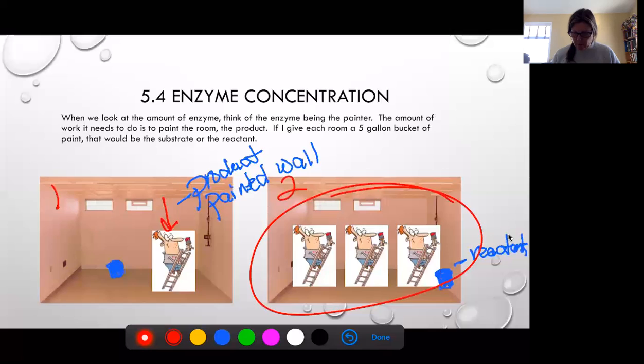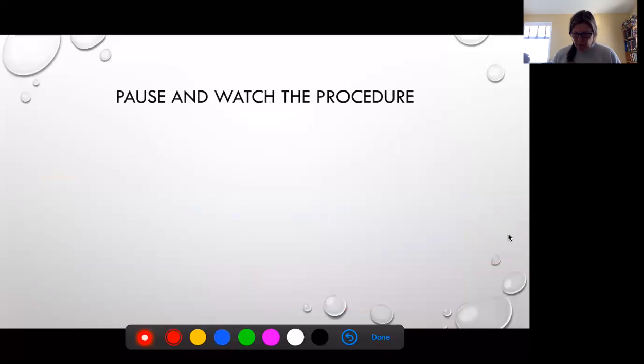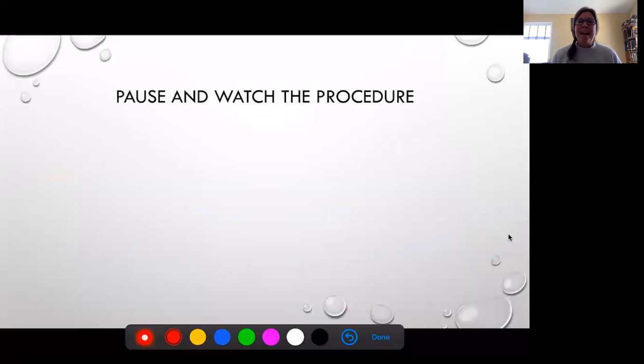All right. So here is our concentration. So again, what I would like you to do is pause. Let me just go over this real quick. We are looking at 1 centimeter, 2 centimeters, or 3 centimeters. So think of it as 1 painter, 2 painters, or 3 painters. So again, pause and watch the procedure.